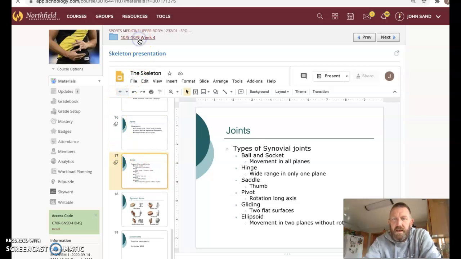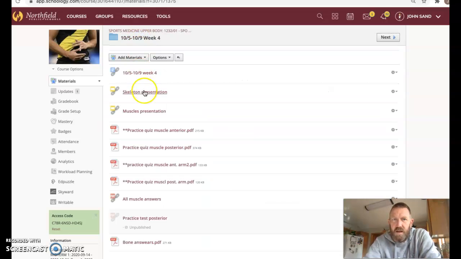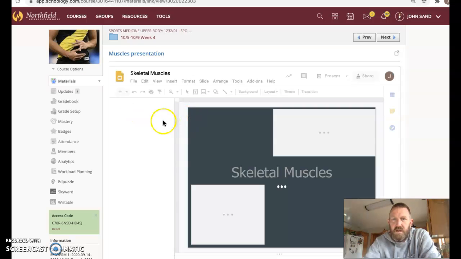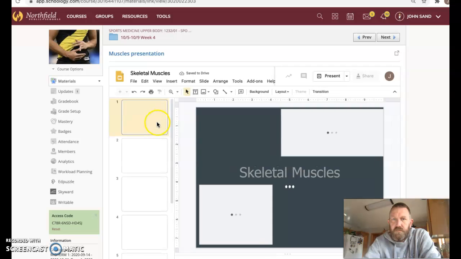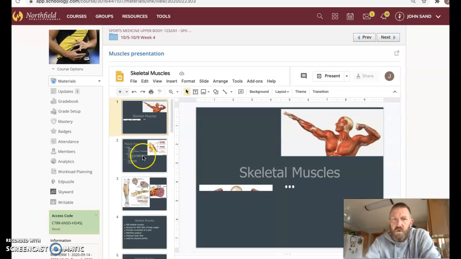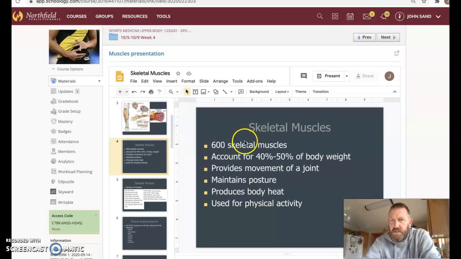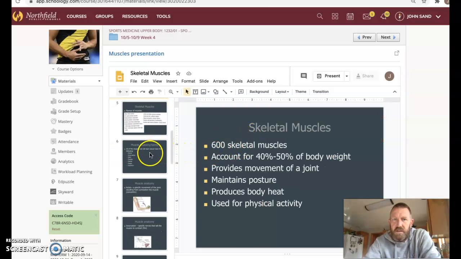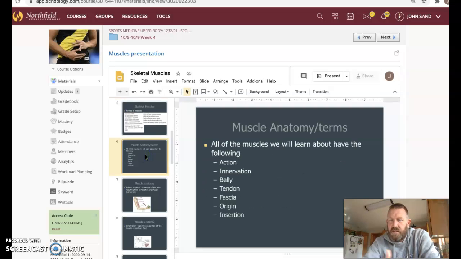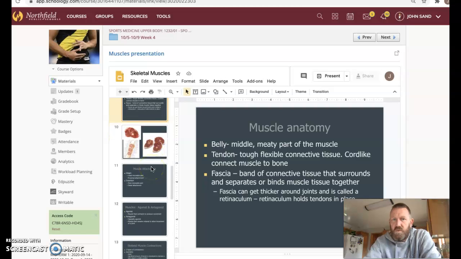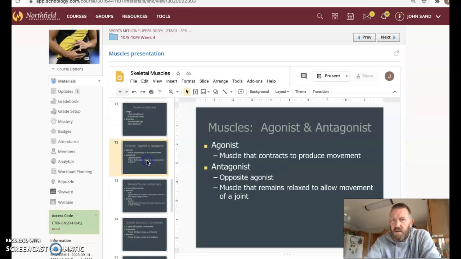Okay? And then the muscle presentation is the same concept. Gold, you haven't seen this all yet, but you will in the next couple of days. So making sure you understand what muscles do for us and that there's 600 of them. Understanding the different parts of a muscle. So just like the diaphysis, epiphysis, and epiphyseal line for the bone, there's the belly, tendon, fascia, origin, and insertion. And you can kind of go through each one of these and know what those different parts are.